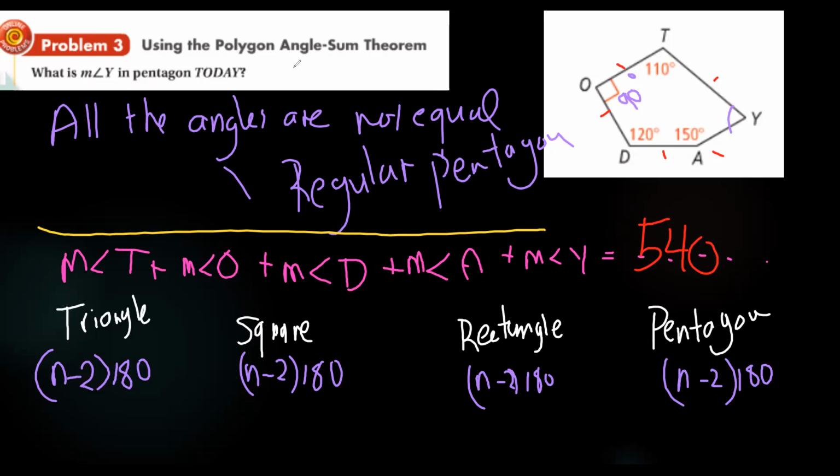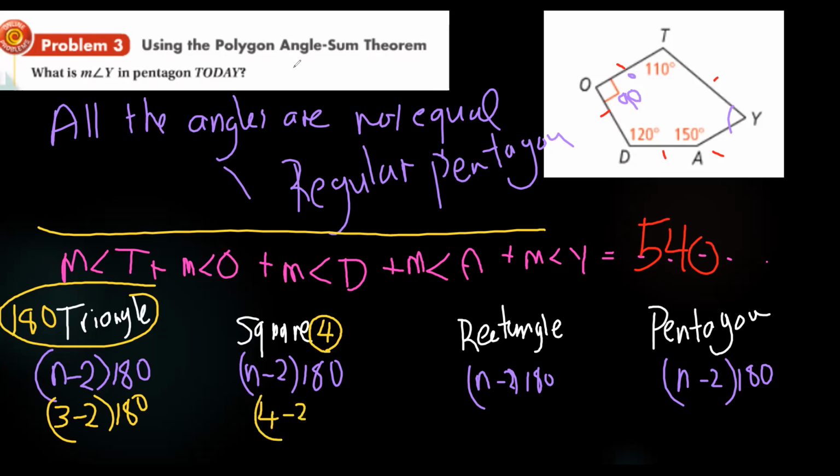Yes. If I'm talking about the triangle, how many sides for the triangle? 3. So we have to say 3 minus 2 times 180. 1 times 180. So what is the summation of the angles for the triangle? 180. Let's see about the square. How many sides for the square? They are 4. 4 minus 2 times 180. They are 360. So that's why the summation of the angles on the square and on the rectangle is 360.